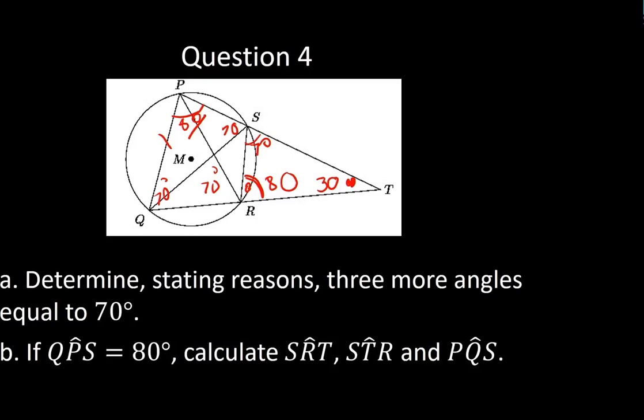And then angle PQS, which is this little one here. All right, so how do we get to that angle PQS? We've got angle QPS is 80, we've got that angle PSQ is 70. We're simply going to use angles in the triangle, and we'll get that angle PQS is 30 degrees.